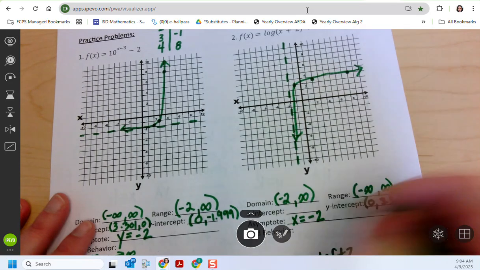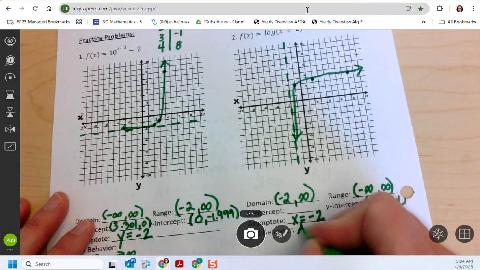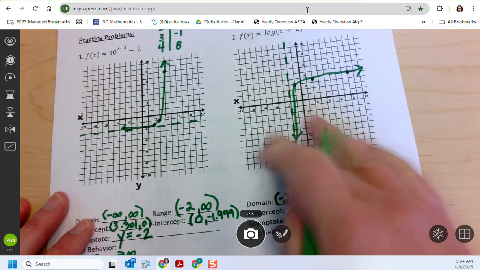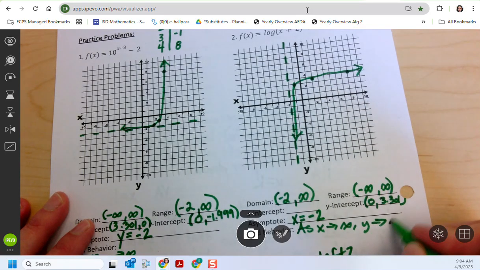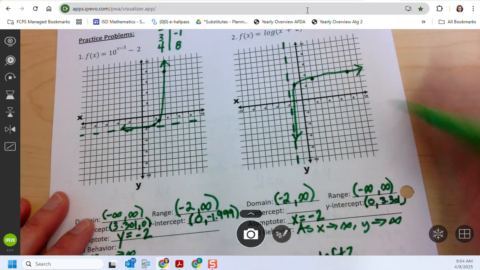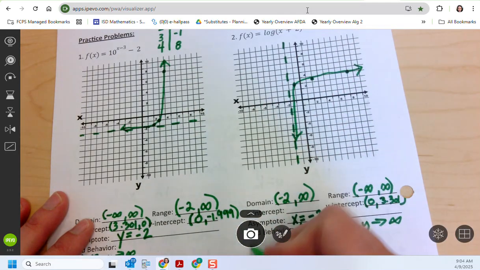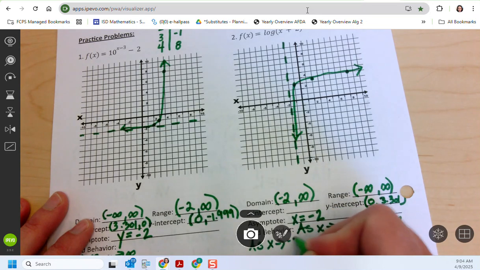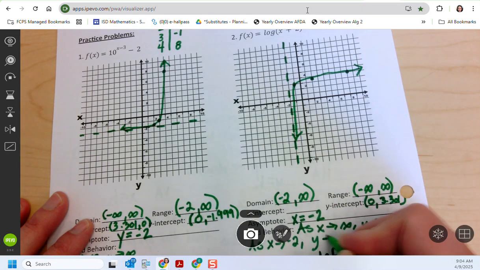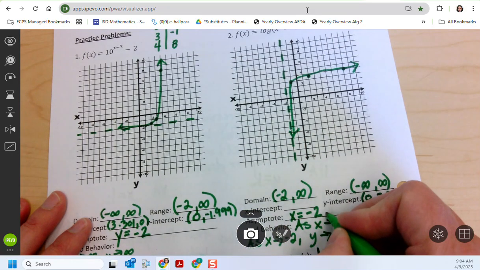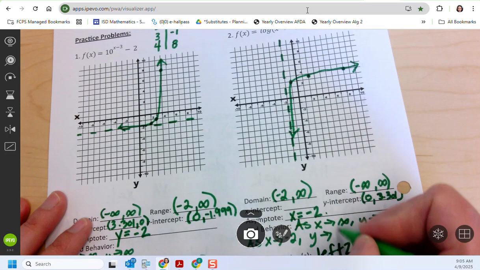And now we're going to do your end behavior. As x goes to infinity, y still is going up slightly, so y is going to infinity. X can't go to negative infinity because of the asymptote stopping it, so the other one is as x goes to -2, y is going to negative infinity, sorry, it's going down.